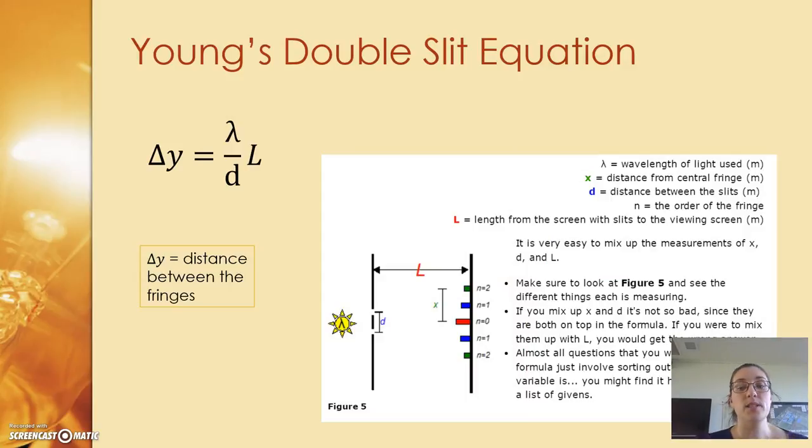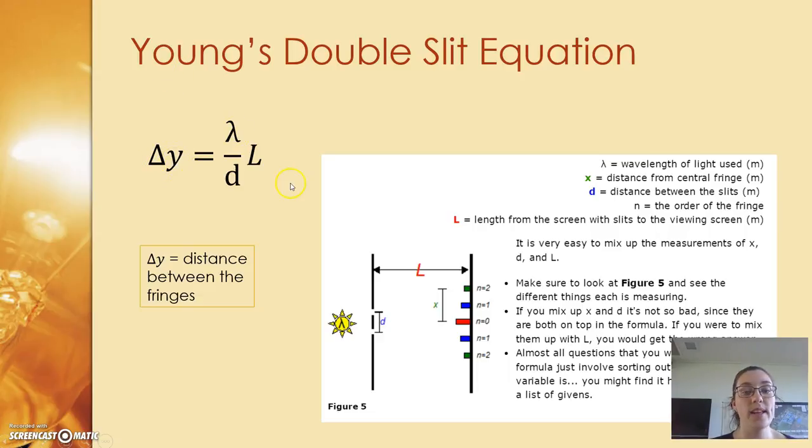The only thing we need to know for the experiments we'll be doing is one of Young's double slit equations. This one says that delta y, the difference in y, is equal to the wavelength times L divided by d. Now, what are these? We know this one: the wavelength refers to the wavelength of the light that we're actually shining on our screen.